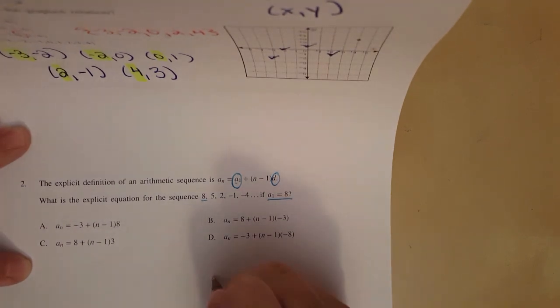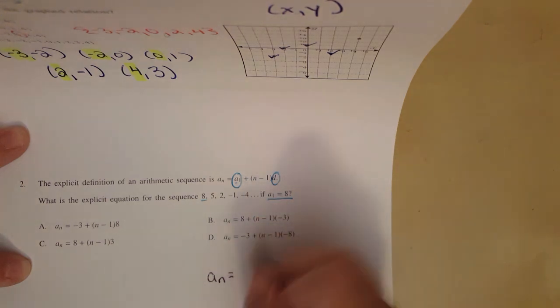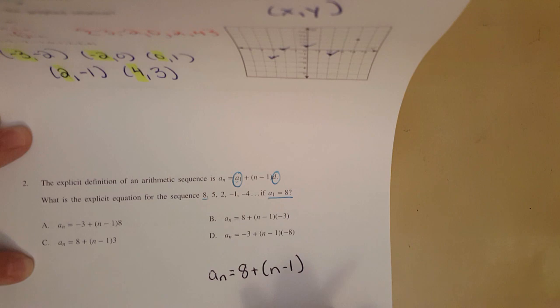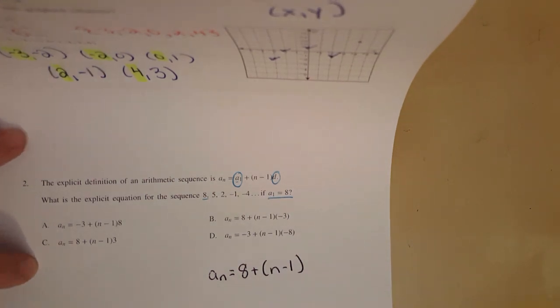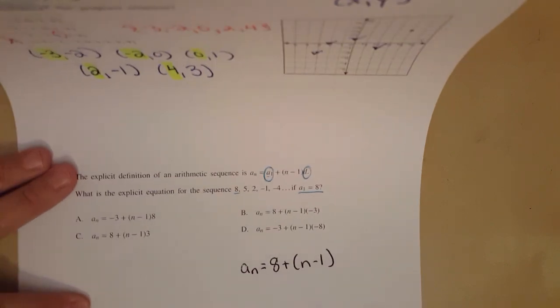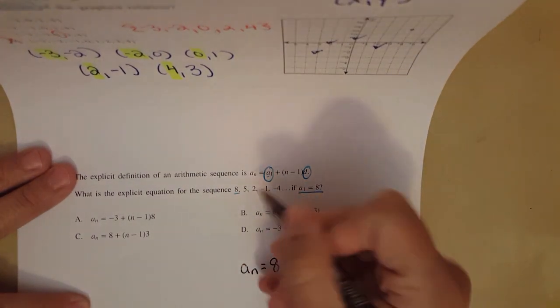So we're going to go ahead and start filling this in. Instead of this A1, I'm going to put my first term, which is 8. Now my n minus 1 is going to stay. I just have to figure out my D, my common difference. In arithmetic sequences, these are just patterns where we're adding or subtracting the same number each time. Well, in this case, the numbers are getting smaller. That tells me we're subtracting.